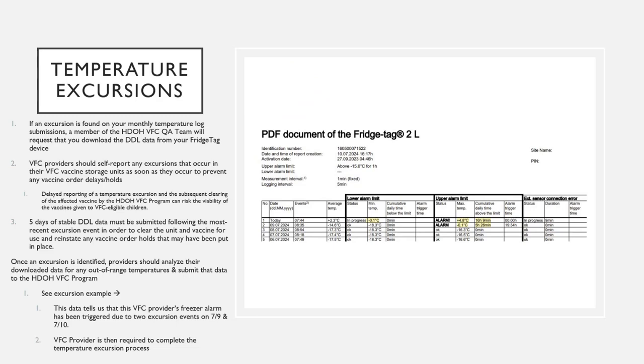The example here on the right, this data shows us that a VFC provider's freezer had an alarm. Actually, it had multiple alarms, and it was triggered on 7/9 and 7/10. You can see that the temperatures are clearly out of the appropriate range of -15 to -50 degrees Celsius. Therefore, it did require proper follow-up, and the full excursion process needed to be conducted.